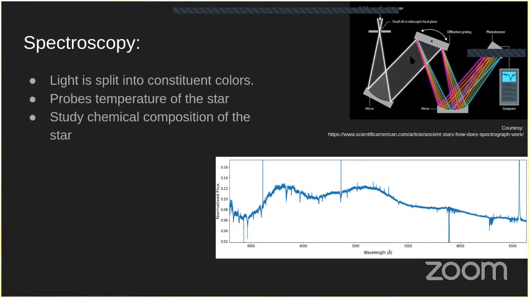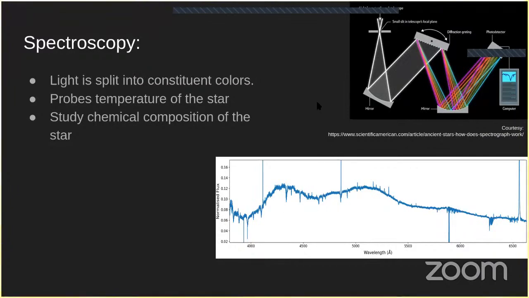You can see that here it is represented that the white light is split into its constituent colors, and then the photo detector takes in those different colors, and then it gives you the spectrum.